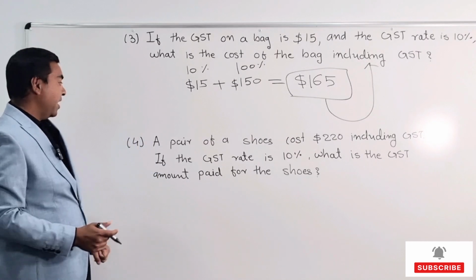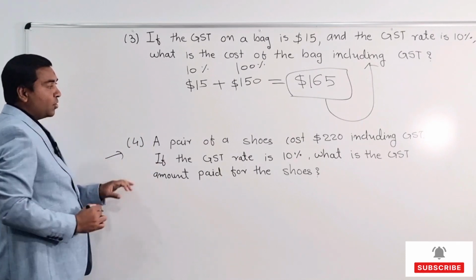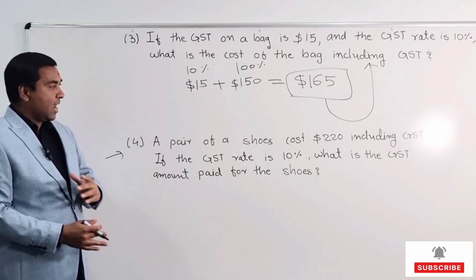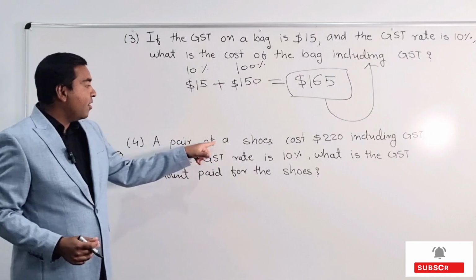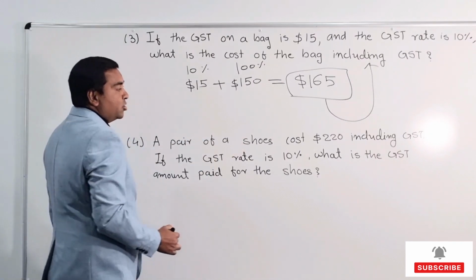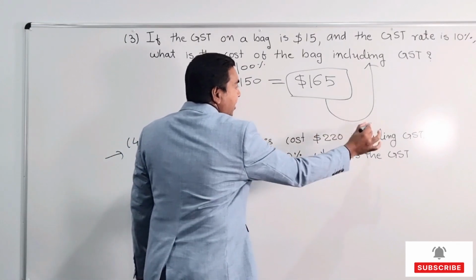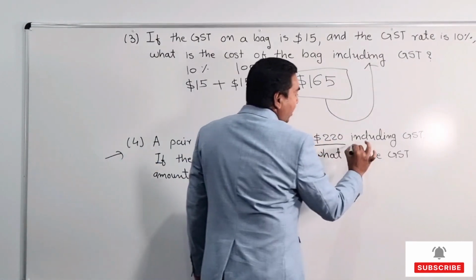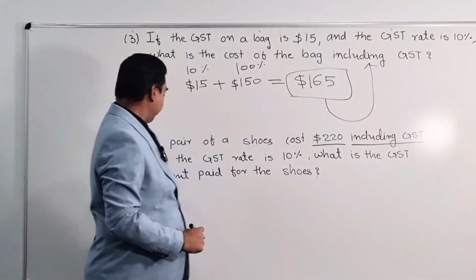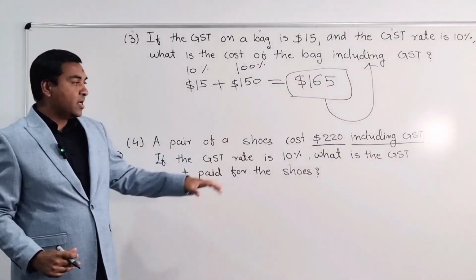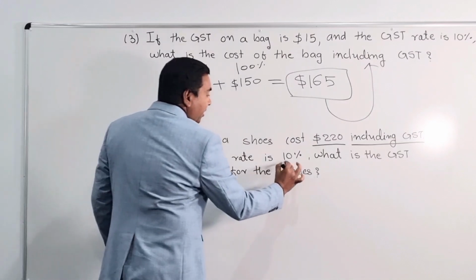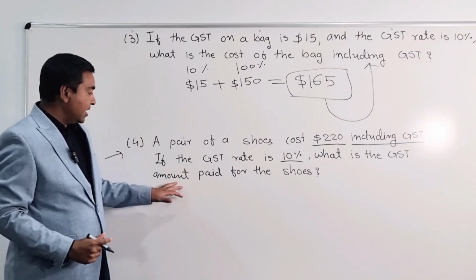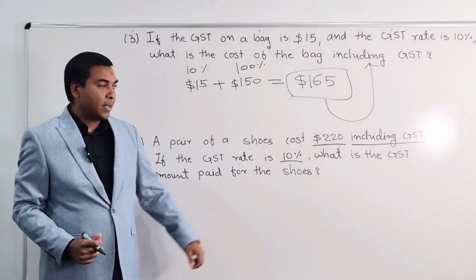My last question, guys, this is also a very good question. So we'll try to read it, understand, and then do it slowly. A pair of shoes costs $220 including GST. So this $220 includes GST. If the GST rate is 10%, which is standard in Australia, what is the GST amount paid for the shoes?